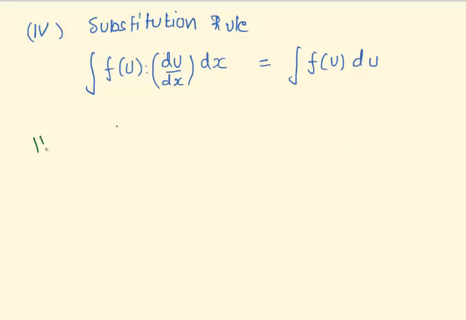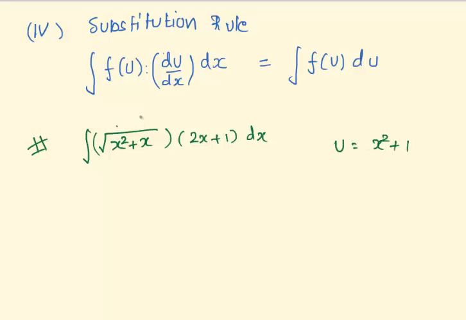Now suppose we have to integrate root of x square plus x into 2x plus 1 dx. Now this is a complicated integration, and you should look for substitution. The obvious substitution here is x square plus x. If you try u is equal to x square plus x, then this first term will convert into root u, which will be easier to integrate with respect to u, only if 2x plus 1 dx converts into du.